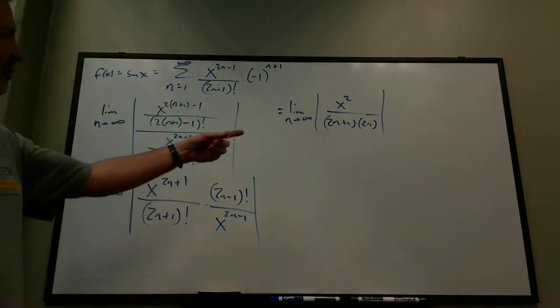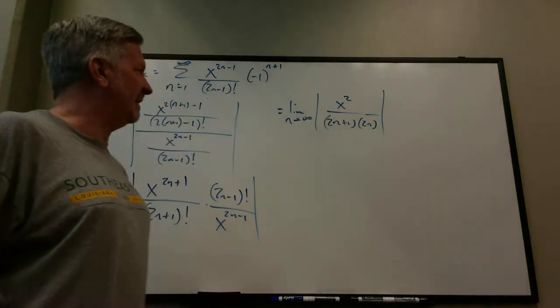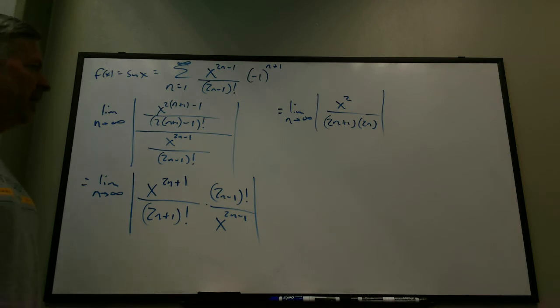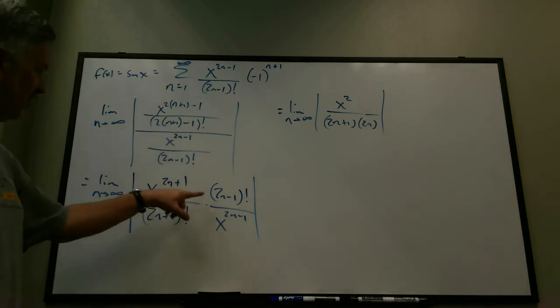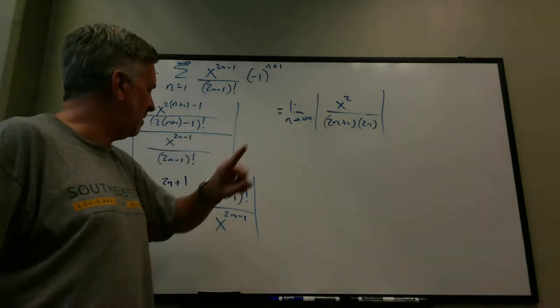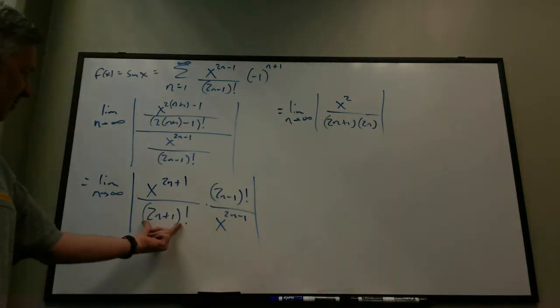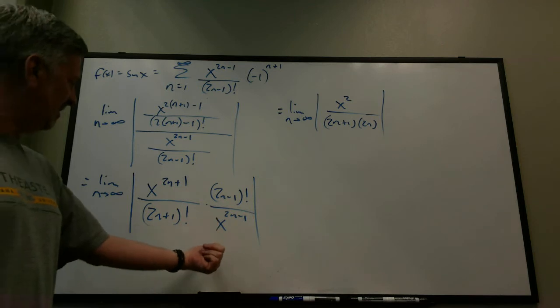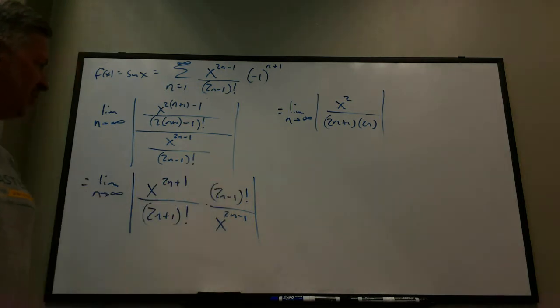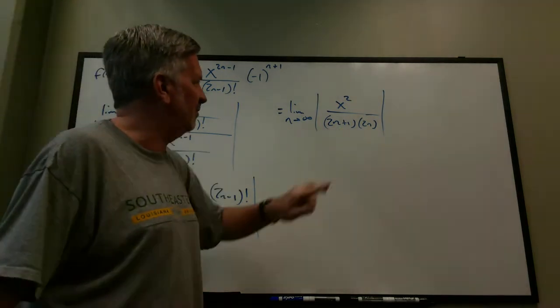I don't really need the absolute values now because x squared is non-negative. But I didn't know that ahead of time, so that's fine. Okay, so again, if you subtract the exponents here, you'll get 2, so it's x squared. Expand the factorial, 2n plus 1 times 2n minus 1 factorial. You cancel the 2n minus 1 factorials and you're just left with those first two terms.